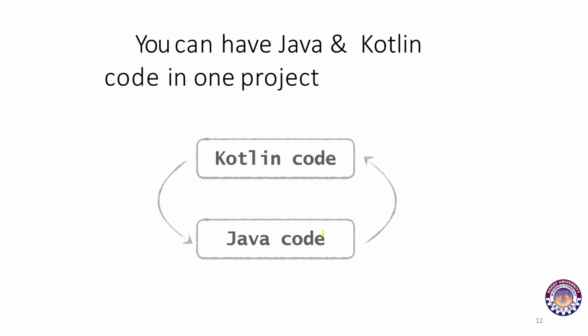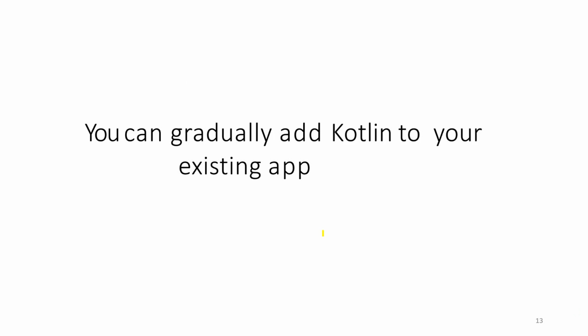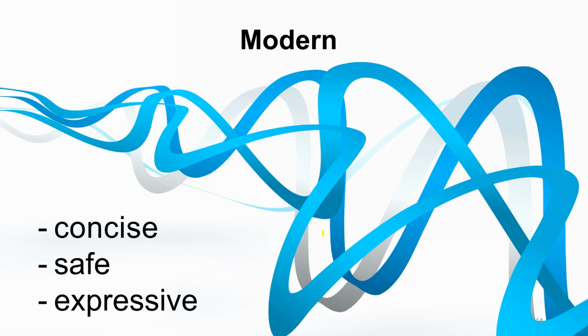But you can also convert the Kotlin code to Java code and the Java code to Kotlin code. So what does that mean? You can gradually add Kotlin to your existing app, and that app might be developed in the Java language, but you can also change the Java code to Kotlin code and Kotlin code to Java code. It is confusing, but I will give you an example, and that will make this point clear.